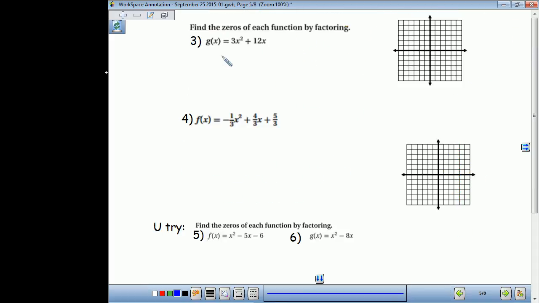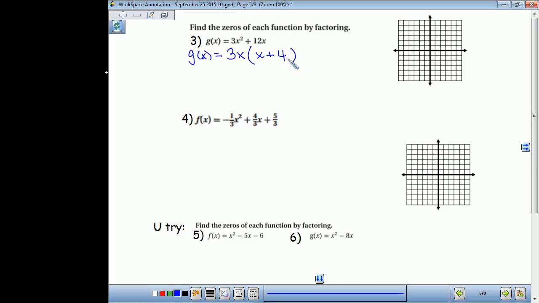Okay, so let's look at our next example. Example 3. This time we have the function g. So g of x is equal to 3x squared plus 12x. This one factors differently because it has a GCF. What is the GCF? 3x. So we have to factor out the 3x. And so what is my other factor? X plus 4.